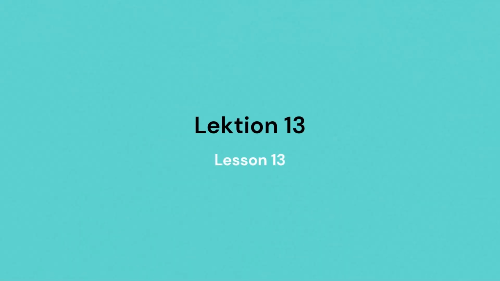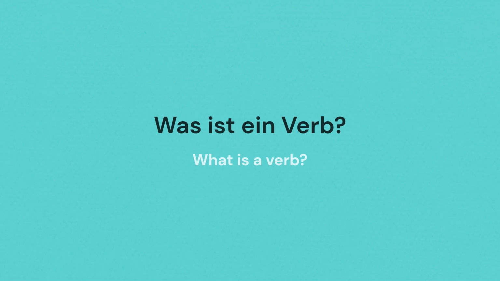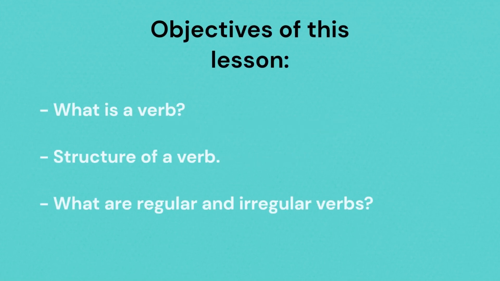Lektion 13. Once again, Lektion 13. Was ist ein Verb? What is a verb? Let's first go through the learning objectives of this lesson. We will first discuss what is a verb, followed by its structure. Finally, you will learn what are regular and what are irregular verbs.